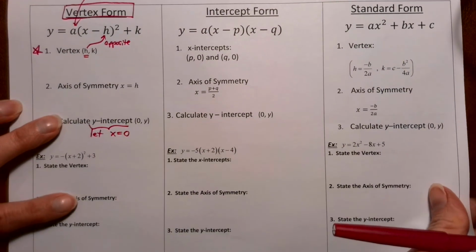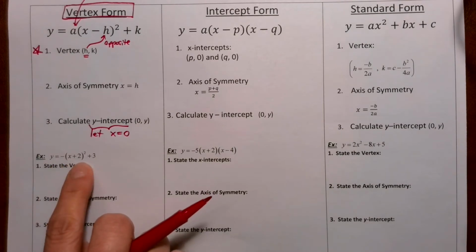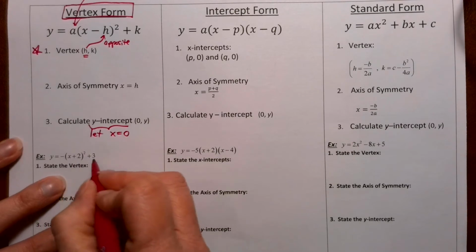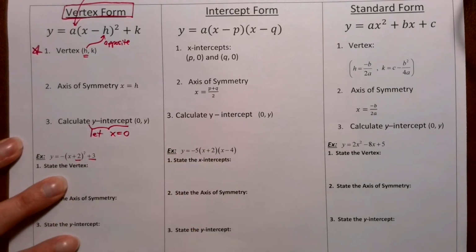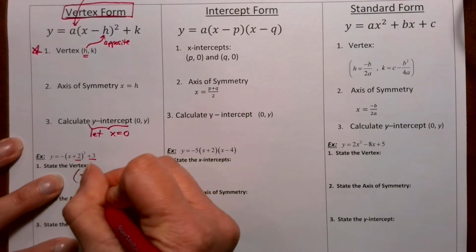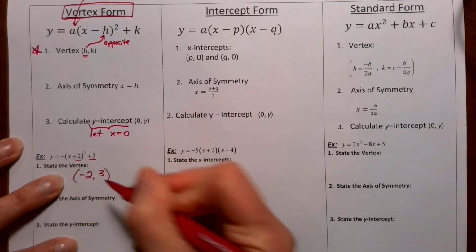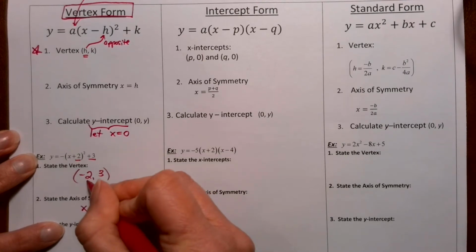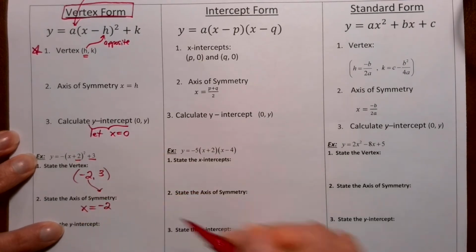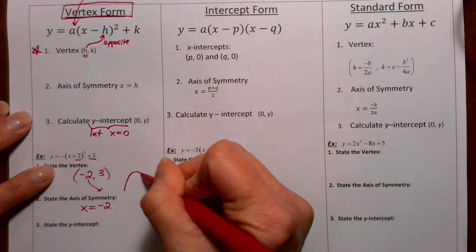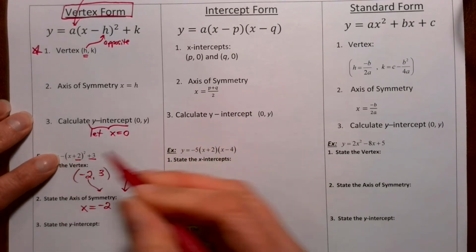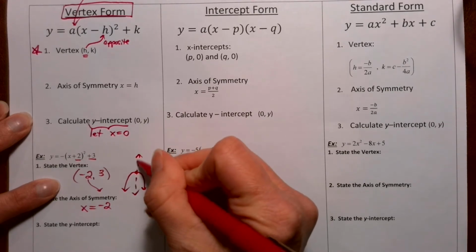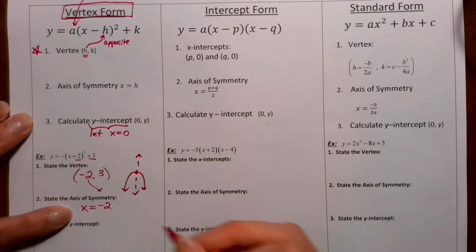Let's take a look at an example here. I have a quadratic equation. To state the vertex, all we're simply going to do here is look at the h and k value, but I have to make sure that I make it the opposite: (-2, 3). The axis of symmetry is x equals whatever this x number is, -2. So this would be a parabola opening down, since it's a negative. I've got a vertex right there. The axis of symmetry, of course, would go straight through the vertex, and it's going to be a vertical line.